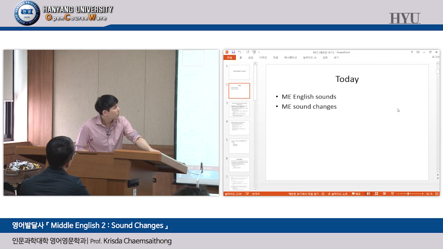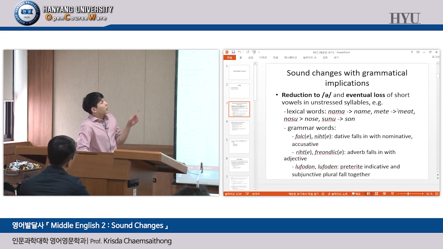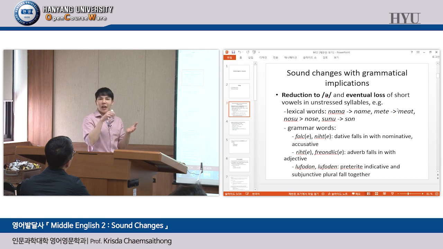So today we'll talk about sound changes, including vowels and also consonants. Now, the most important thing is here. There are some sound changes that affect the grammar system. You remember that in Old English, we have a lot of endings, a lot of inflections, representing nominative, genitive, dative case, accusative case, and so on, right?